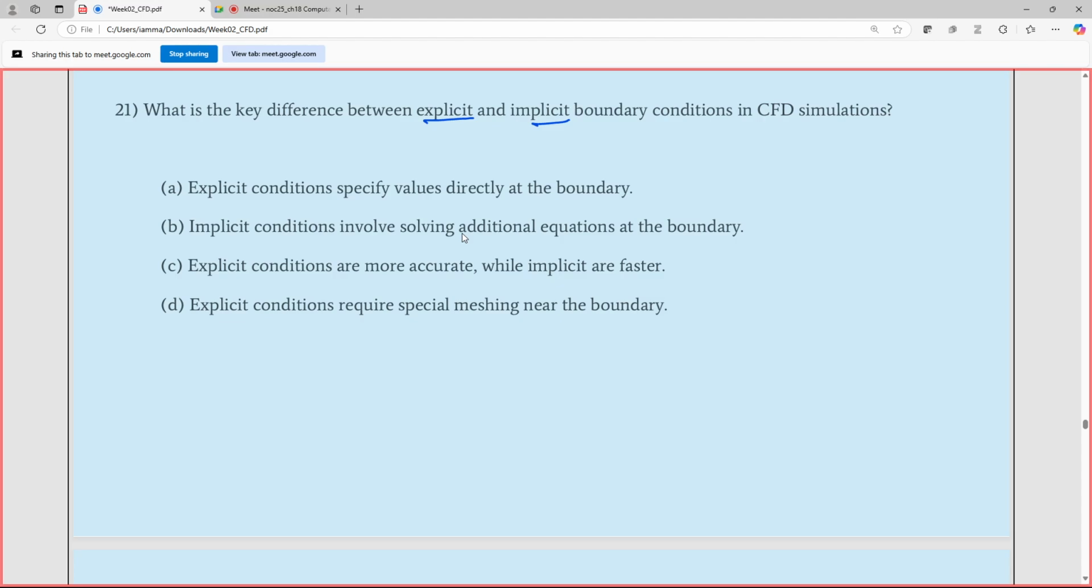Somewhere, when we introduce the boundary condition as a source term, then that source term itself will have, we have to solve another equation for that source term to close the problem. So which among the following is the important difference?